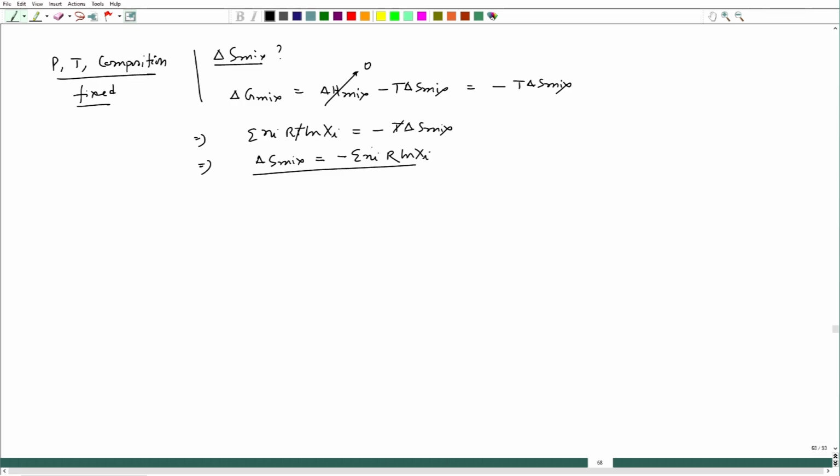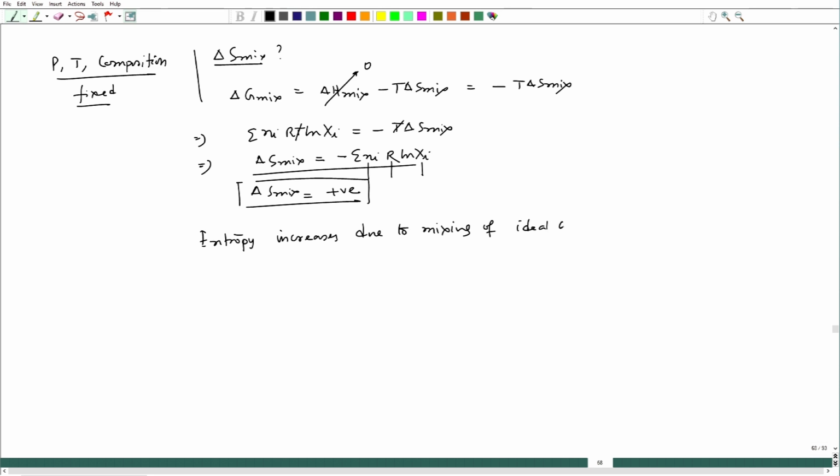Now, let us see again, this quantity is positive, this is positive, X_i is less than 1 in a mix. So, then this must be positive. So, it means that entropy increases due to mixing. Okay. So, entropy increases due to mixing.